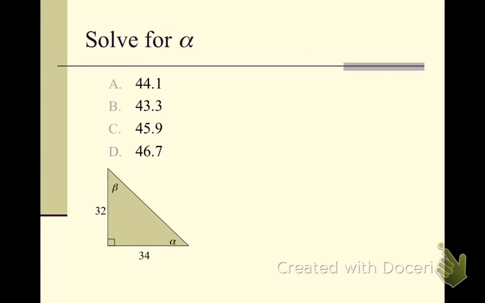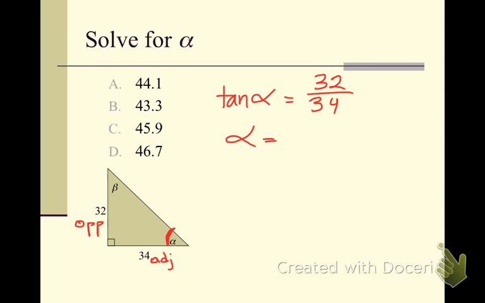But let's solve for alpha here in this example. Alpha here, we know our adjacent side, and we know our opposite side. So labeling your sides is going to help. The trig function that goes with the opposite and the adjacent is the tangent. So the tangent of alpha is the opposite over the adjacent. So now what we want to do is take the inverse tangent on both sides of the equation.